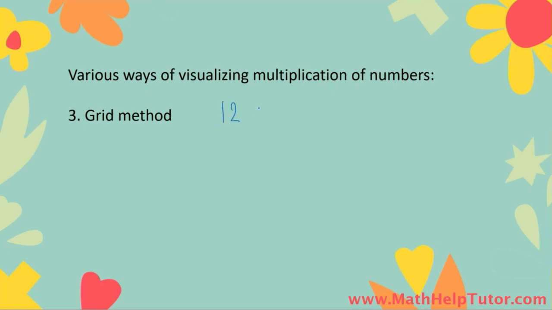Let's have another example. Let's now multiply 12 by 5. Let me first show you the area method, and then we are going to do the grid method beside it. So we have the area method over here, and then we have the grid method over here.